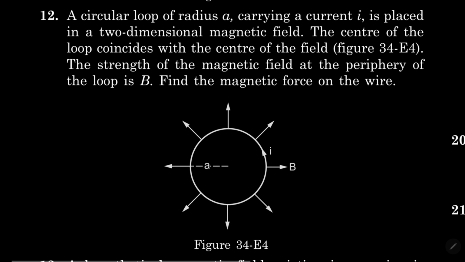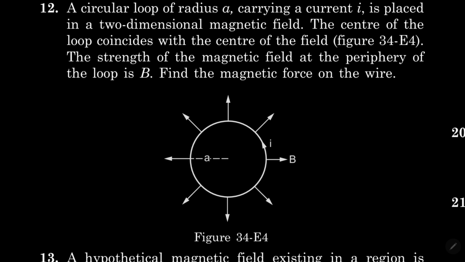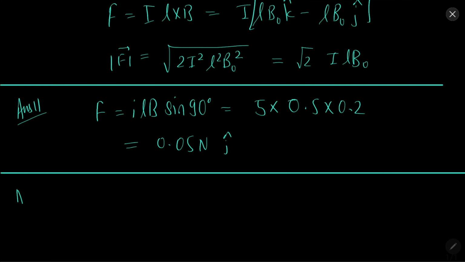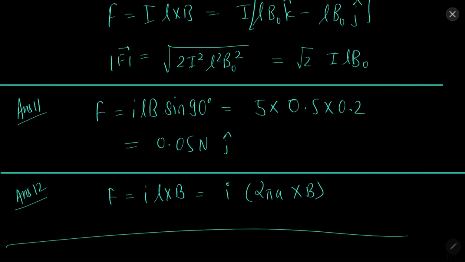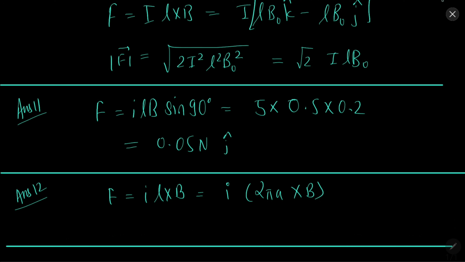In 12, find the magnetic force on the wire. Solution 12. So magnetic force will be I L cross B or I 2 pi A cross B, and they are perpendicular to the plane of the figure. So it will go inside.